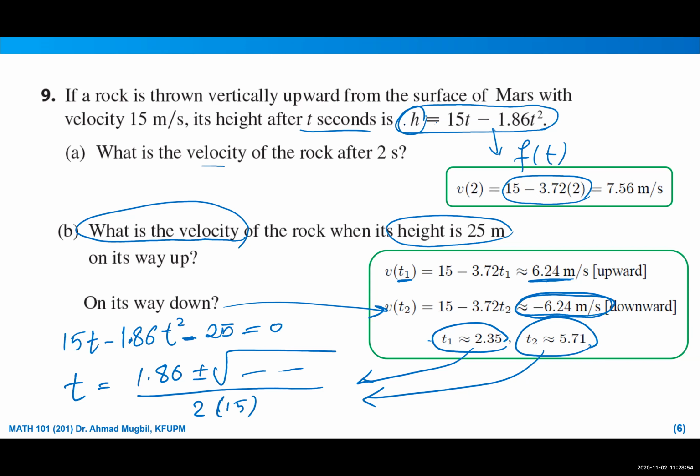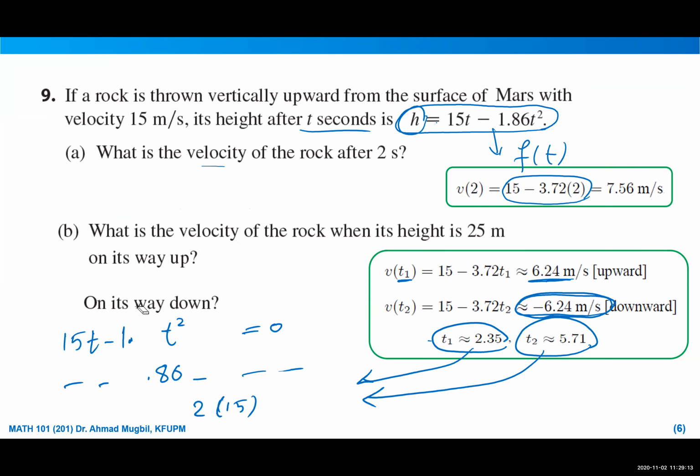Yes, but we took the derivative, so why did we write the quadratic equation? Wait, wait, read the question. What is the velocity of the rock when its height is 25? So how do we get the velocity when the height is 25? Forget about all what I did. What will you do? I will put velocity to 25.